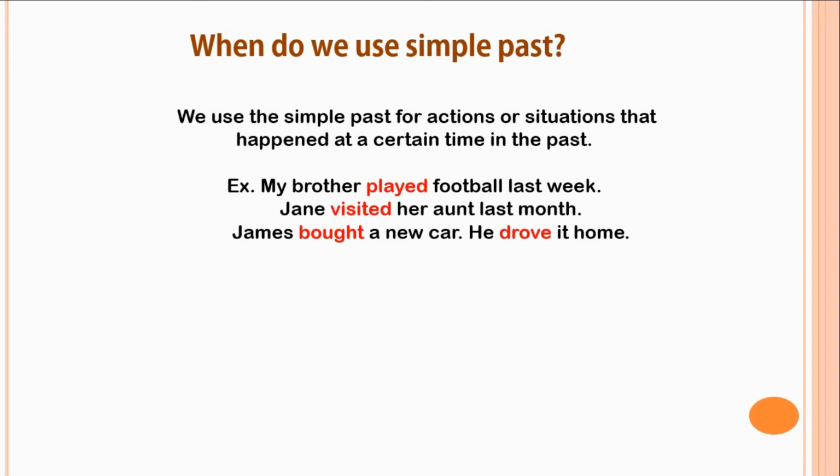When do we use simple past? We use the simple past for actions or situations that happened at a certain time in the past. For example, my brother played football last week. Jane visited her aunt last month. James bought a new car. He drove it home.